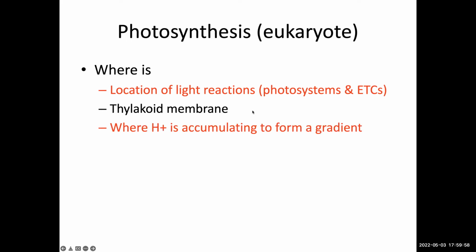Now, the purpose of this is to establish a proton gradient, right? To pump a bunch of protons onto one side of a membrane so that they're at high concentration, and they'll let them come back through ATP synthase to generate ATP. Where is that hydrogen ion gradient forming? Surmeet.